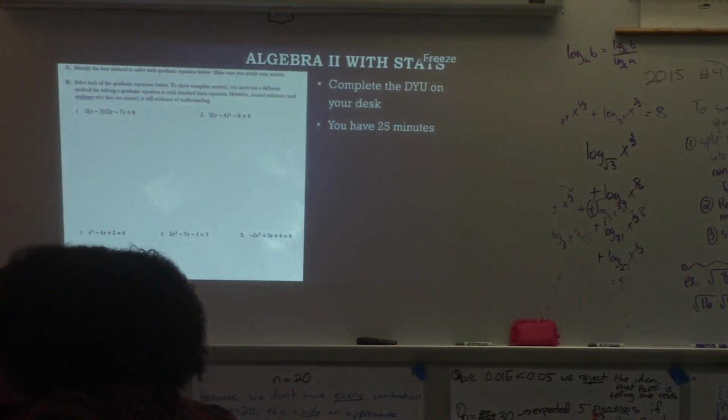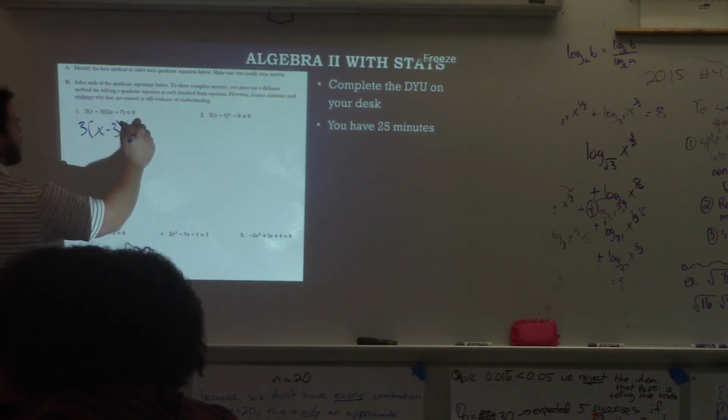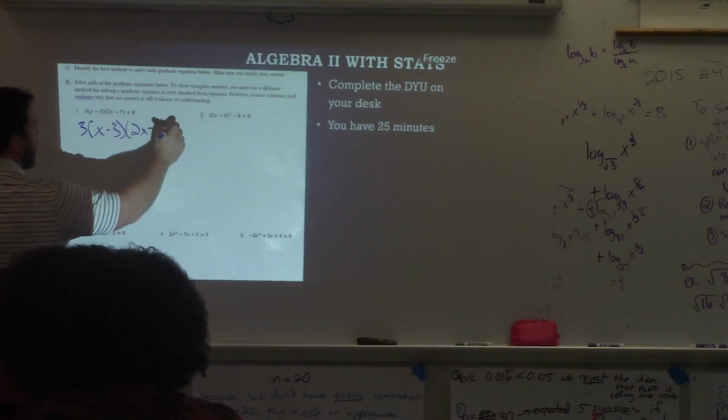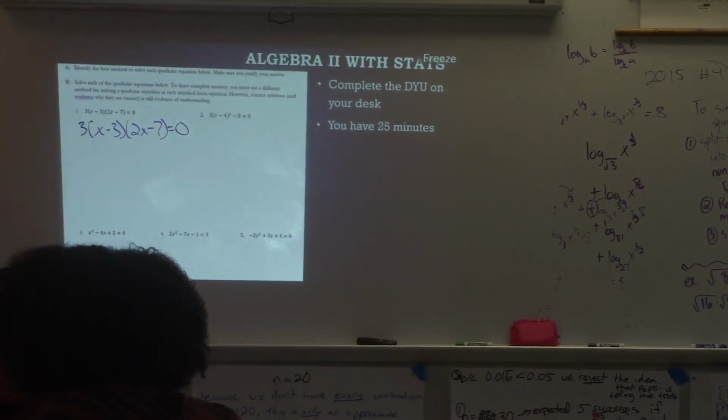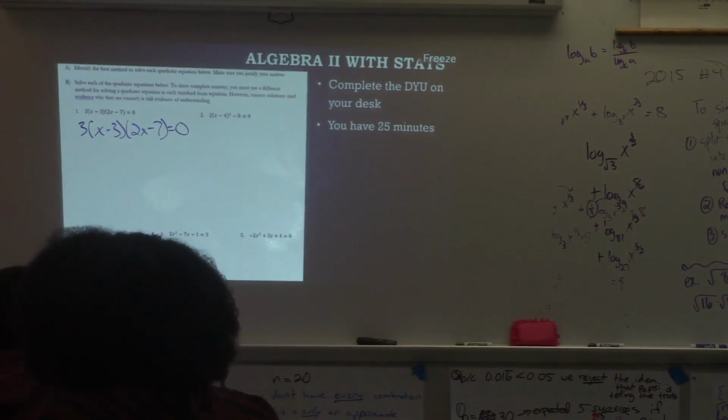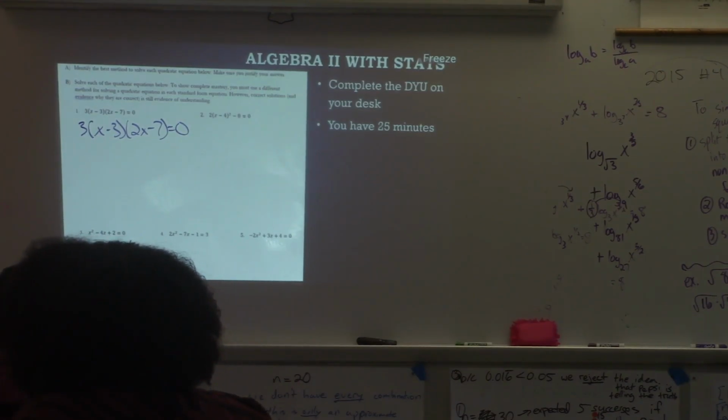All right. So hey guys, first things first. Number 1 here says 3 times (x minus 3) times (2x minus 7). Technically, could I distribute and get to my standard form? Yeah, 100%. But I need you to remember, what is the only form you don't want to solve a quadratic in? Standard. So please remember, we don't want standard.